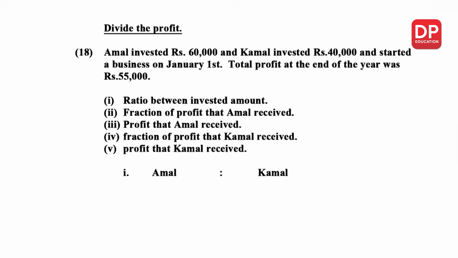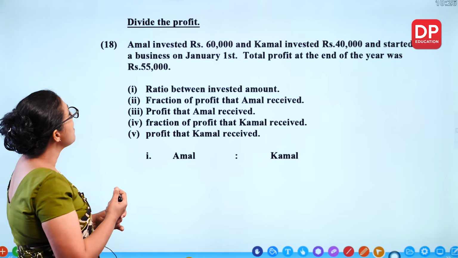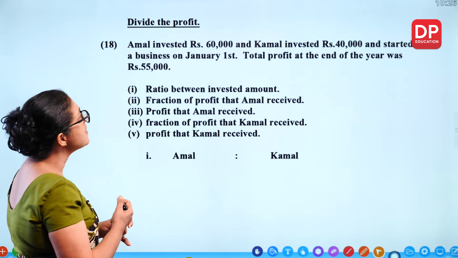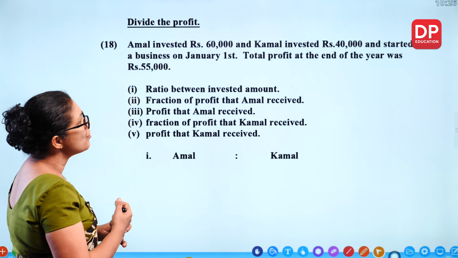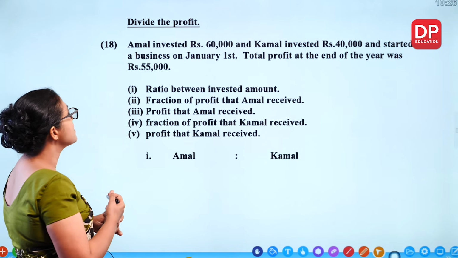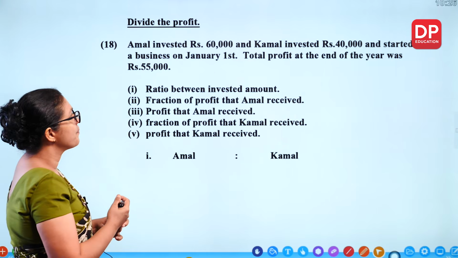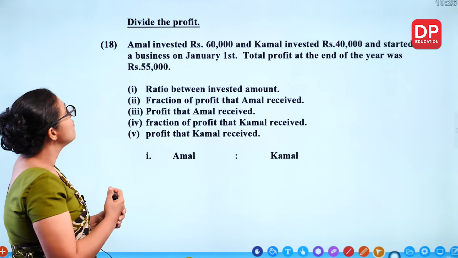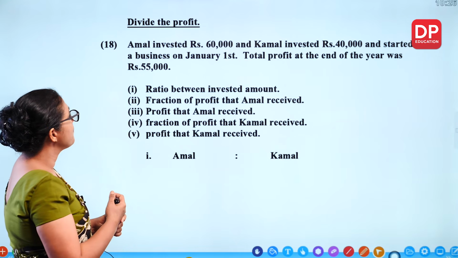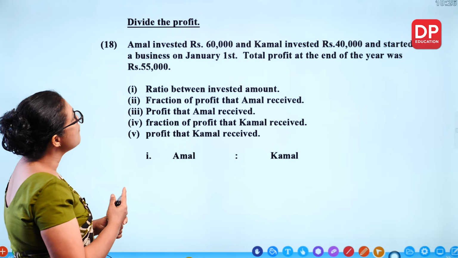Now we'll see how we can divide the profit. Now look at this example. Amal invested 60,000 rupees and Kamal invested 40,000 rupees and started a business on January 1st. Total profit at the end of the year was 55,000 rupees. What's the ratio between invested amount?